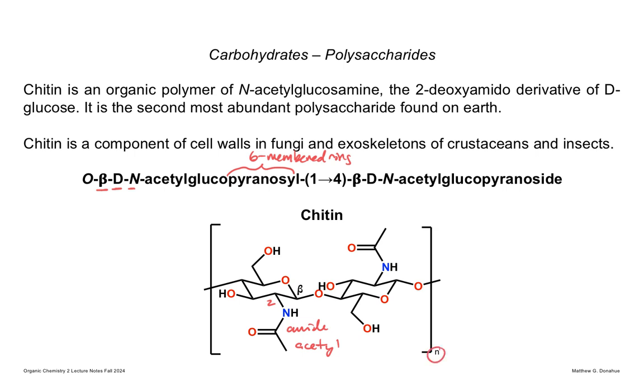It's the second most abundant polysaccharide on Earth. If you're interested in biology, it's in cell walls of fungi and in the exoskeletons of crustaceans and insects. So if you're stepping on a cockroach and you hear that crunch, you're breaking their exoskeleton, which is made of chitin.